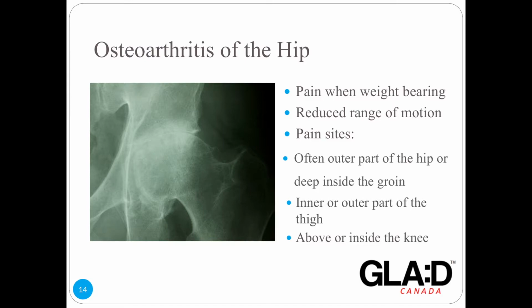So pain could show up again in multiple different places. Interestingly enough, it could often be on the outer part of the hip or deep inside your groin, inner or outer part of the thigh. And the one that's always very intriguing to me is that osteoarthritis hip pain can actually be above or inside the knee. So it's so interesting where it might show up, that if you are having sensation in the knee, it might actually be being generated from the dysfunction of the hip and osteoarthritis in the hip.